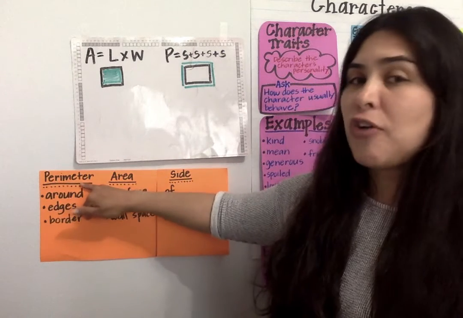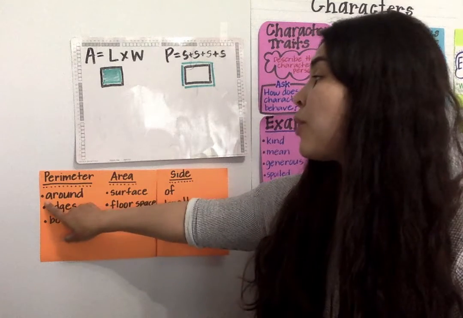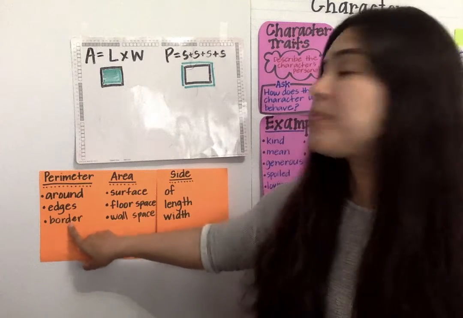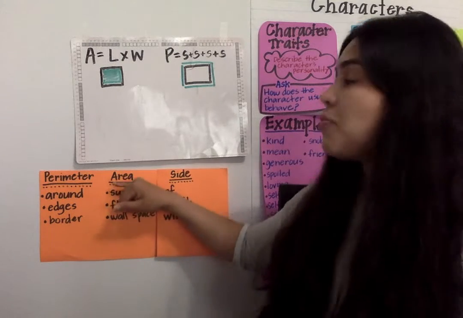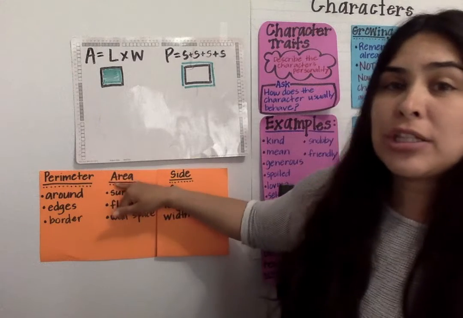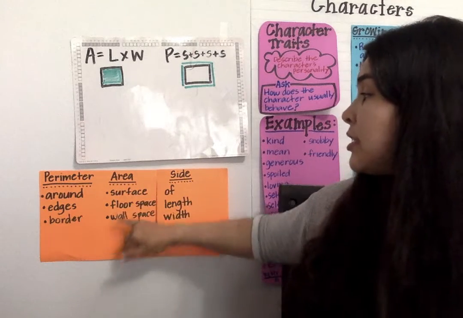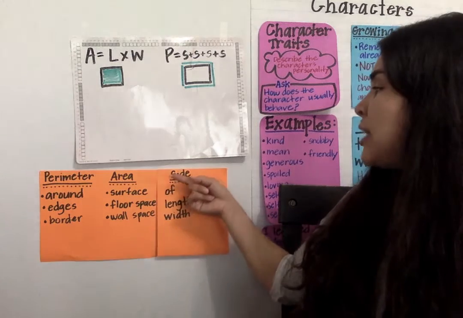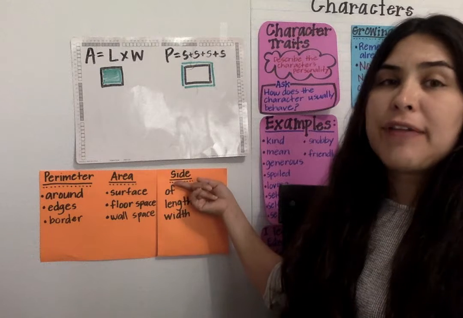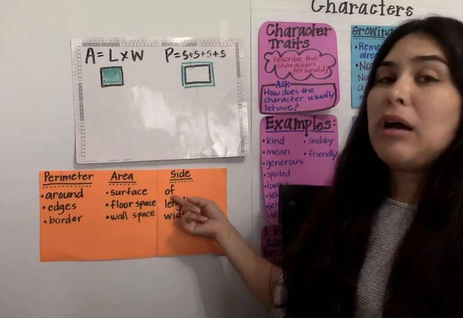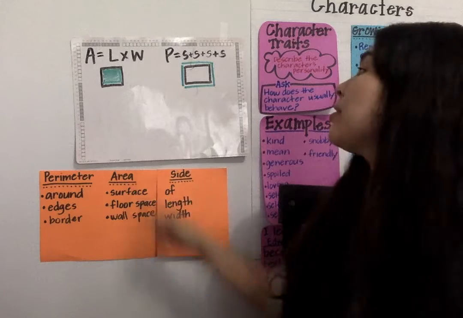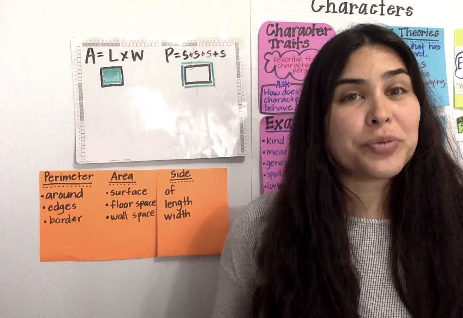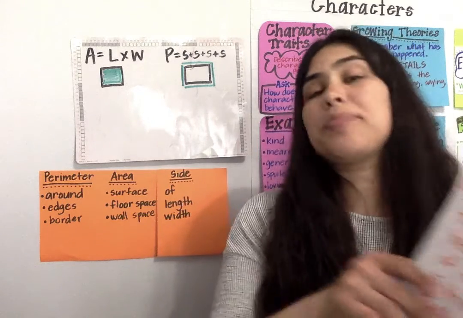So usually if we're looking for perimeter, we are going to see the words around or edges or border, okay? Some words that you might see if we are solving for area are surface, floor space, or wall space. And some words that you might see if we have to look for a side length are of, length, and width, right? Okay, so now I'm going to read our first word problem, okay?